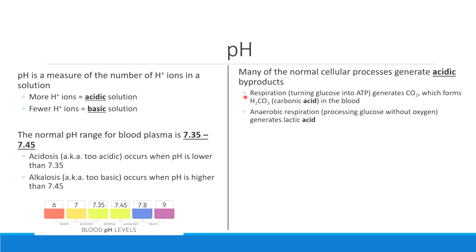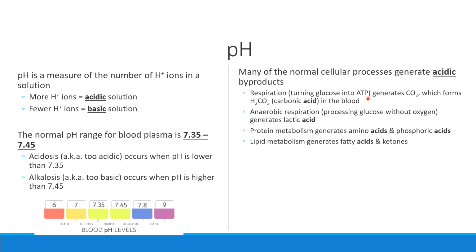When we do the process of respiration, meaning we're building ATP from our glucose, this makes carbon dioxide. And when carbon dioxide levels rise in your body, it's turned into carbonic acid. That's an acid, meaning it's making us more acidic. If we have to process glucose without the presence of oxygen, what we make from that is lactic acid. If we break up our proteins to use them as a food source, again, we've got amino acids, phosphoric acids. Same deal when we metabolize lipids, we make things like fatty acids.